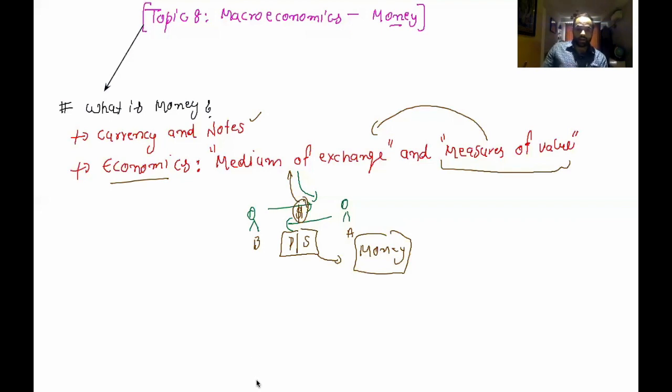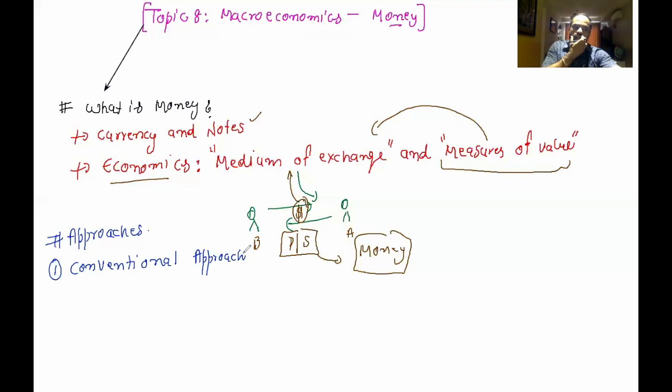Now, various economists define money in various ways. They apply four different approaches to define the meaning of money. We have four different approaches. The first approach is the conventional approach.